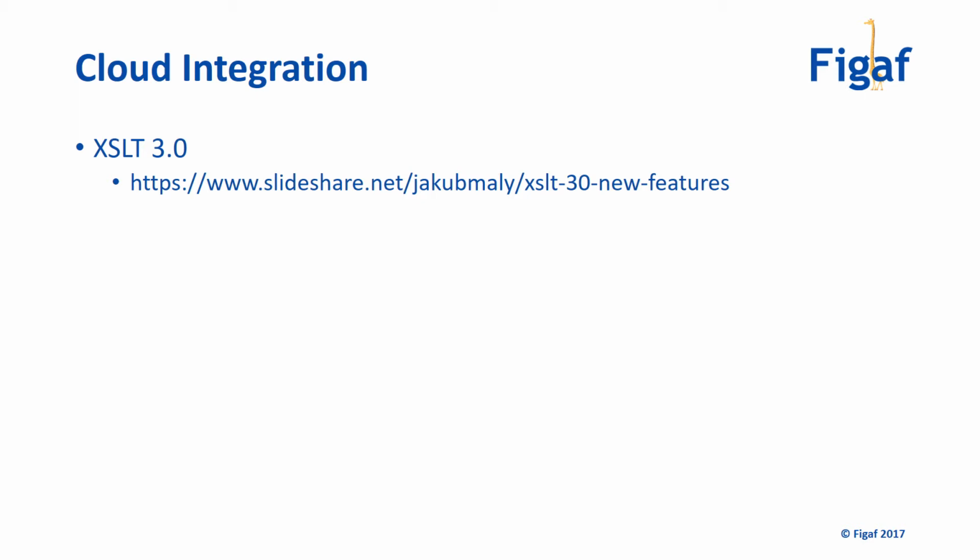I think XSLT 3.0 was a part of the roadmap, and this looks pretty interesting. There's a link here. I think this is from 2014, so it's pretty old, and strange we haven't got used to it. But it contains a lot more programming and streaming capabilities and XPath and stuff like that. So there are some improvements there.